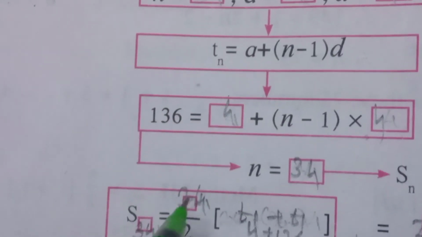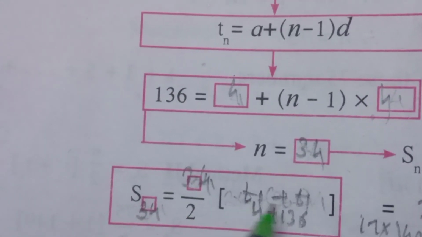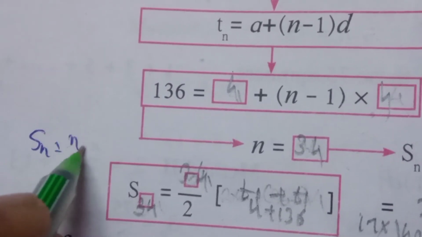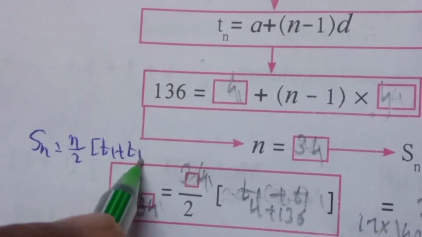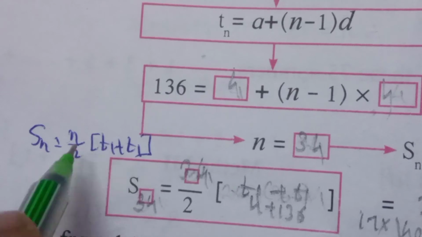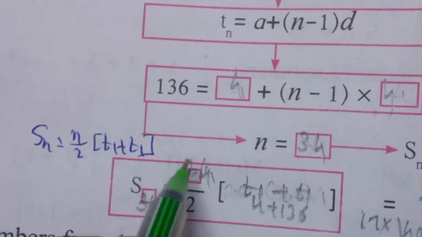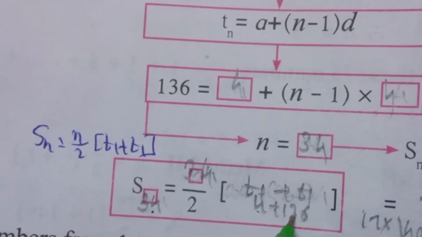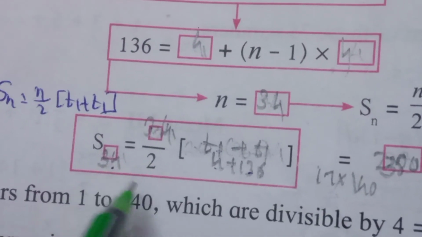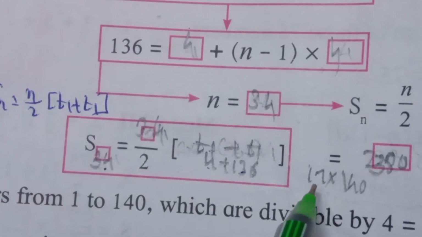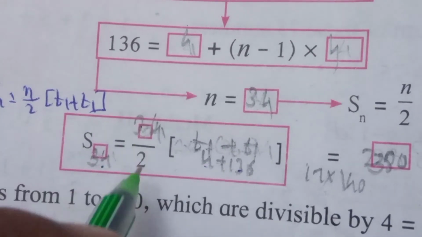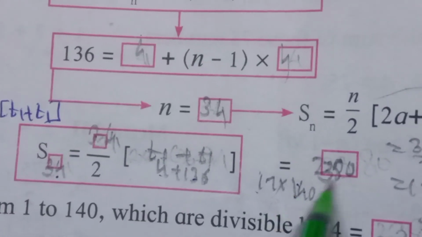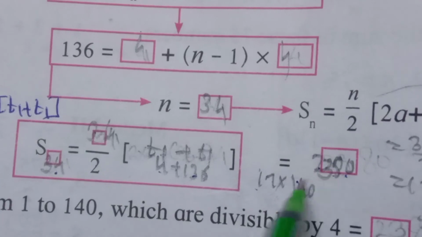Here Sn equal to n by 2 into (t1 plus tn) is the formula. So we put the value n is equal to 34 by 2 into (t1 plus tn), which is 4 plus 136. Here 34 by 2 is 17 and 136 plus 4 is 140. So we get the answer 2380 in this way.